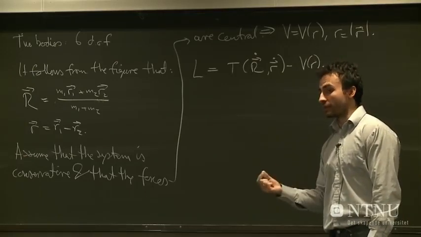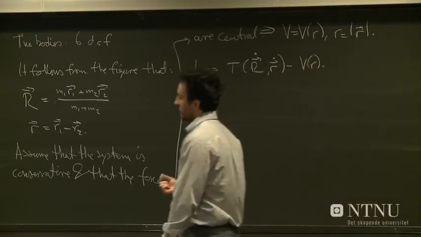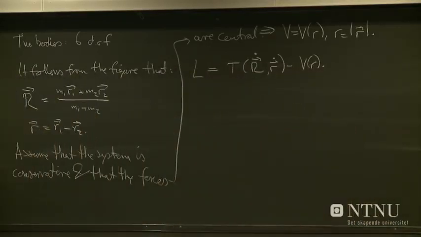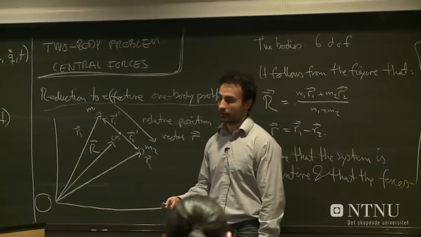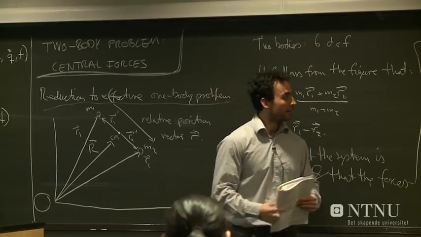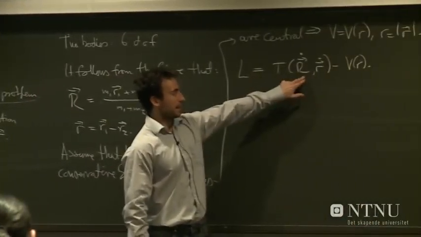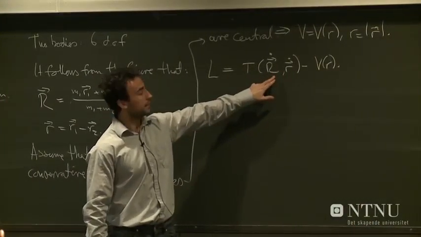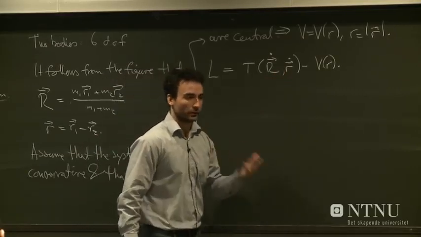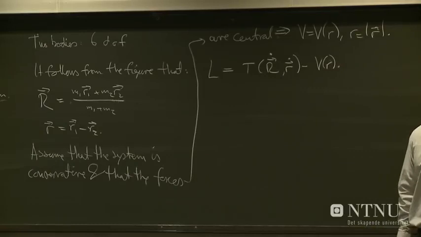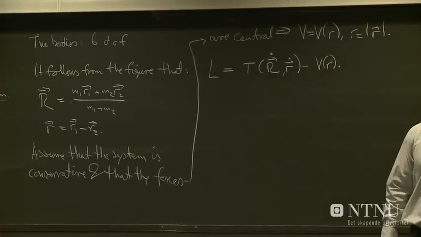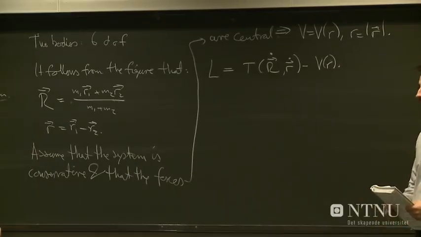Now, this is equivalent to using the time derivative of r1 and r2. I could just as well have used that if I wanted to. There are still 6 degrees of freedom. Three coordinates, and the time derivative of each one, and the same here. So whether I use r1, r2 to describe the kinetic energy or the center of mass position vector and the relative position vector, doesn't matter.